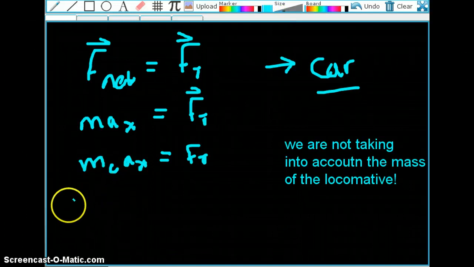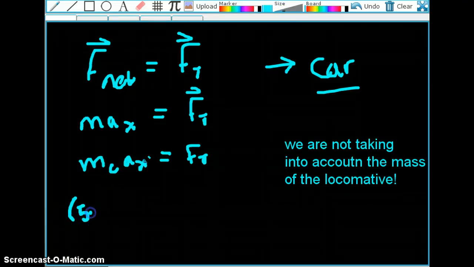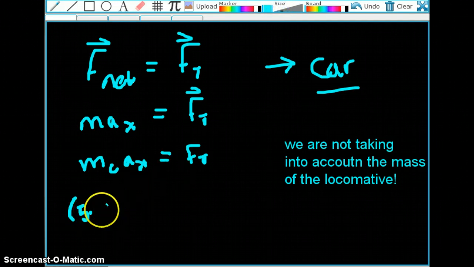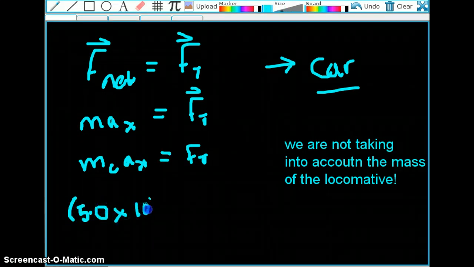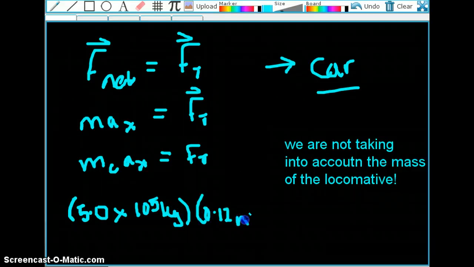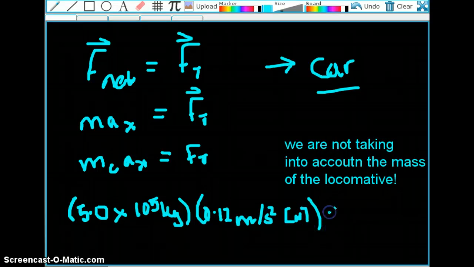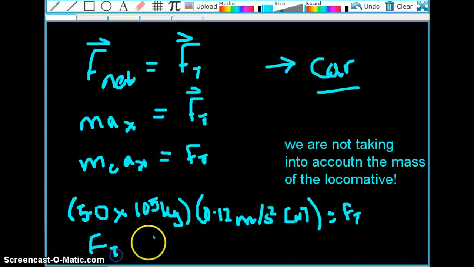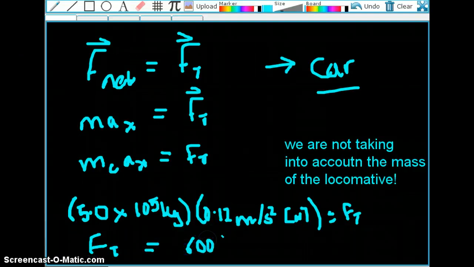We've got all the values. We know the mass of the car, which, if everyone remembers, was, oh, not 5.4, 5.0 times 10 to the 5, and it's in kilograms. And the acceleration stays the same. It was 0.12. Remember, the entire system is accelerating at this rate, right? 0.12 meters per second squared west. And this equals your Ft. And once you plug this into your calculator, the answer you should be getting is roughly 60,000 newtons. So essentially your answer is 60,000 newtons is the force of tension.